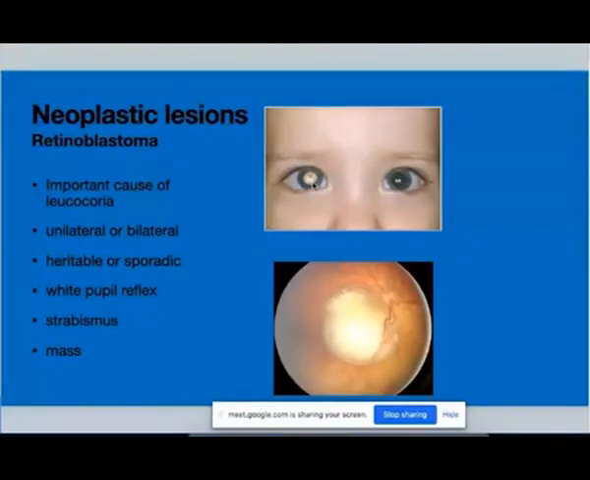So this is a white pupil reflex. It can be in both eyes or one eye. The patient may present with a squint because the patient is not seeing from this eye, so the eye might be deviated. Or in our setup, they can come with a huge mass coming out of the eye. So this is a retinoblastoma lesion. It's usually chalky white, and it shows calcification on the CT scan. It's calcified.